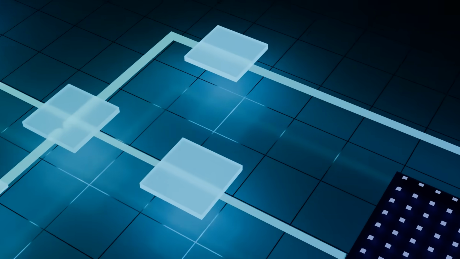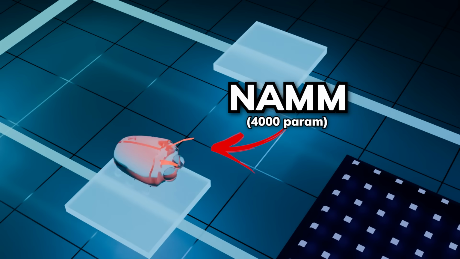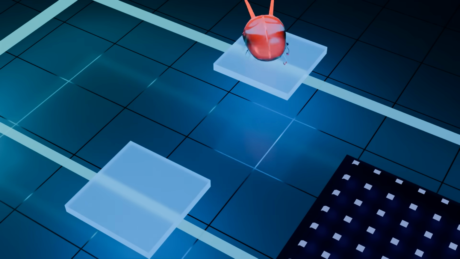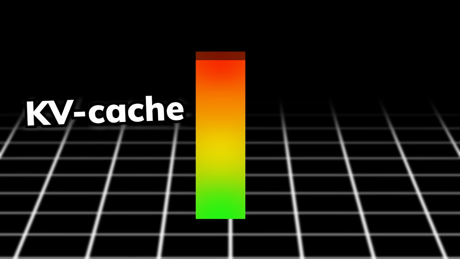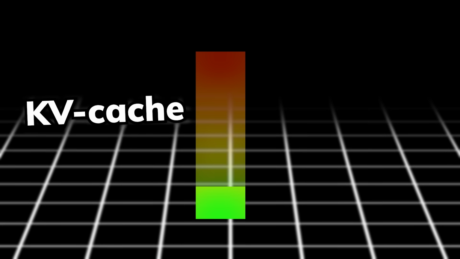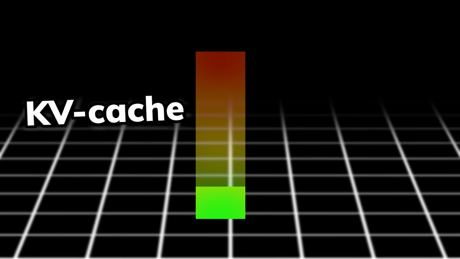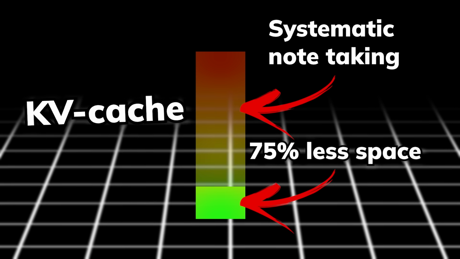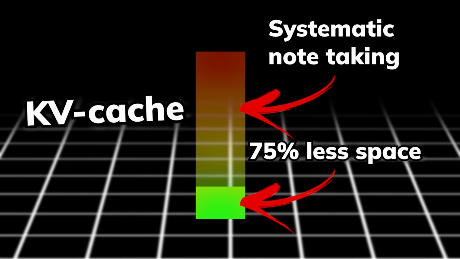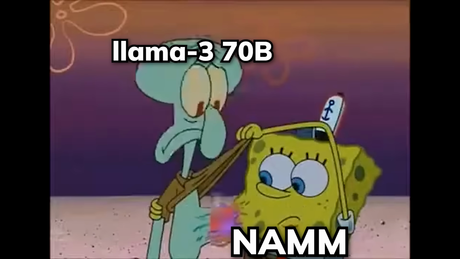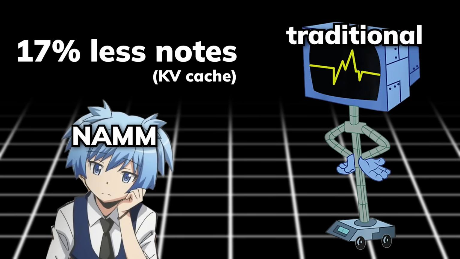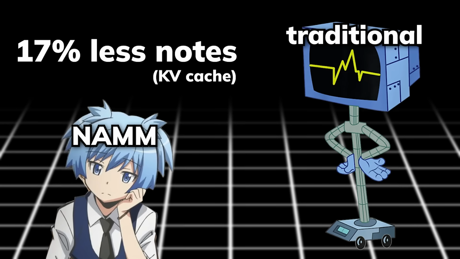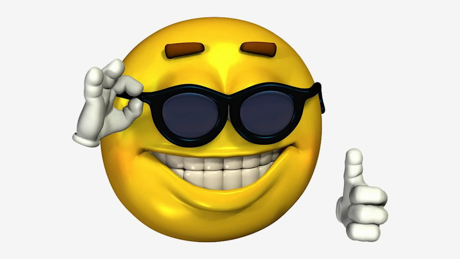So the student, which is NAM, is a 4,000 parameter model that is attached to the attention mechanism during training to learn what words are important and what's not, and can reduce 75% of the KV cache for Llama 3 8B, which just means that it can use 75% less space compared to a computer writing down notes in a systematic way. And it can even be reattached directly to a different type of model, kind of like when a smart undergrad student is tossed into a graduate level lecture and can still have 17% less notes compared to a computer and has no loss in performance, which is really cool, right?